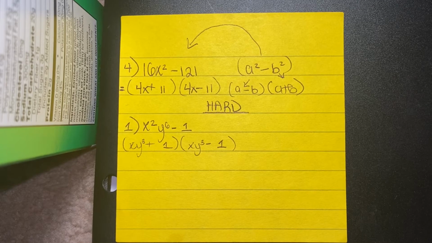And then the square root of 121 is 11. And you just fill it in. And that's your answer.